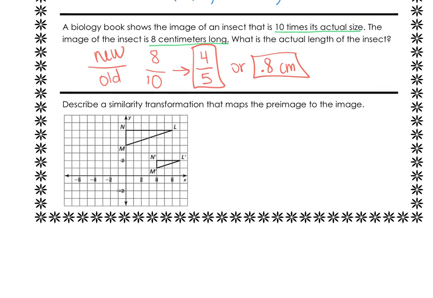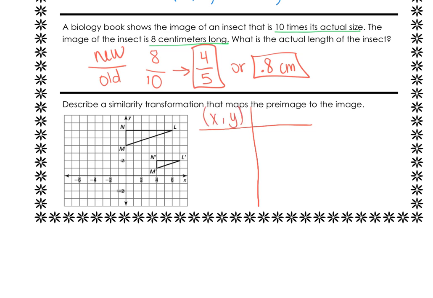All right, our last problem. It says describe a similarity transformation that maps the pre-image to the image. So looking at this picture, we know for sure the triangle is getting smaller, because the ones with the apostrophes, or the primes, is our new image, which is smaller than the old one. So we're going to start this off by drawing a T-chart so that we can see exactly what's going on.